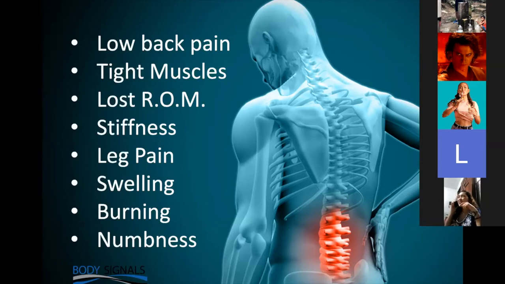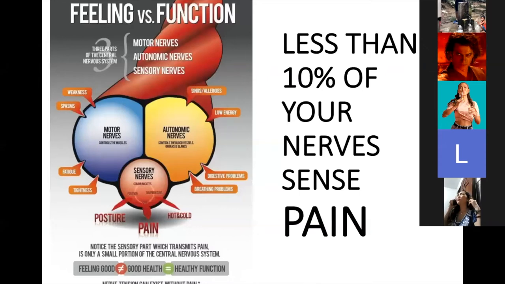You get stiffness, you can get pain that, depending on where that nerve goes, either down the leg, or you can get it in the feet, the knees, and you can get problems with organ function, as we just mentioned. And you get swelling, burning, and numbness. Or you may not get anything at all, right?